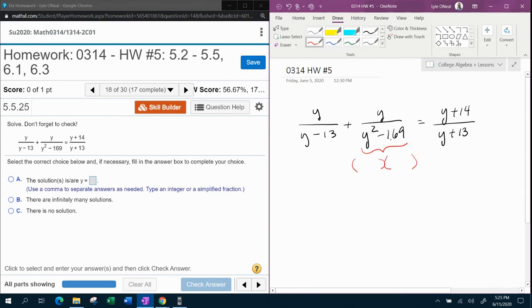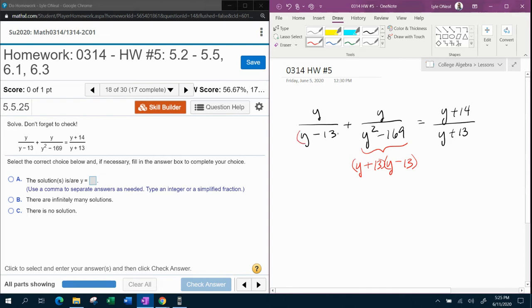And this y squared minus 169, that is the difference of two squares. So we know that the signs, when you factor the difference of two squares, are always different. And then y times y makes y squared. 13 times 13 makes 169. So that's how you factor the difference of squares.